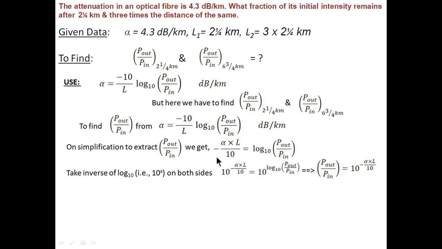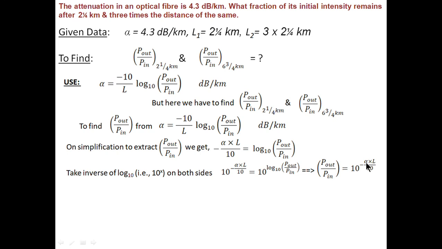So 10 power on the LHS, you have minus alpha into L divided by 10. 10 power minus alpha L by 10 is equal to 10 power log to the base 10 P output by P input. This goes off, they both are inverse functions. So you have P output by P input is equal to 10 to the power minus alpha into L divided by 10. Now you have the ratio. You don't have to worry about P output and P input, since they are not given.